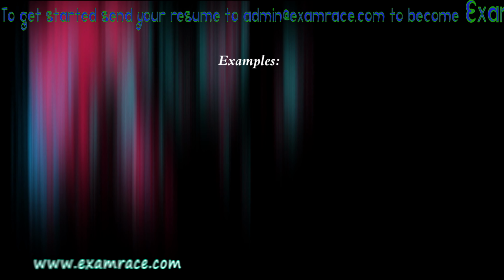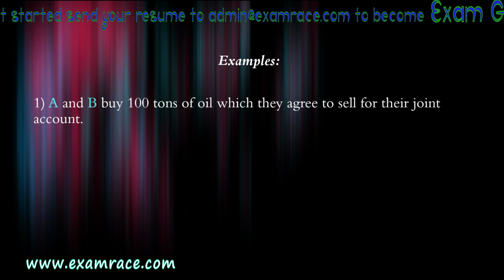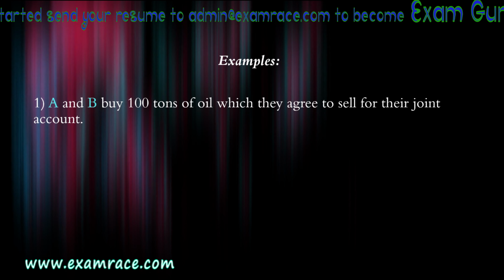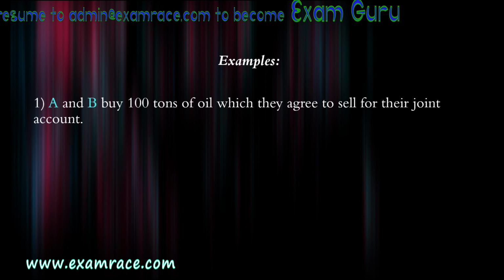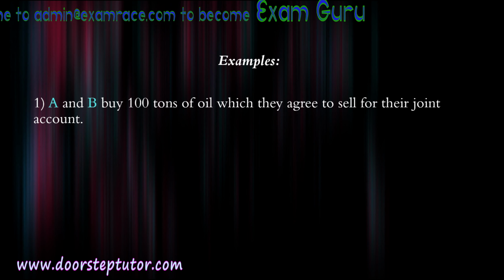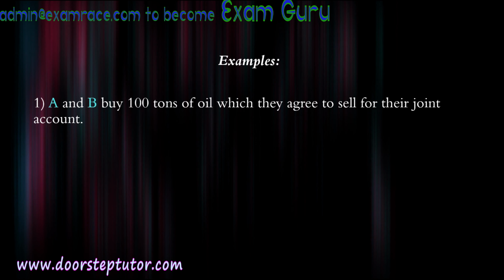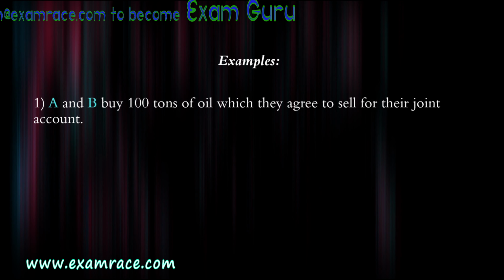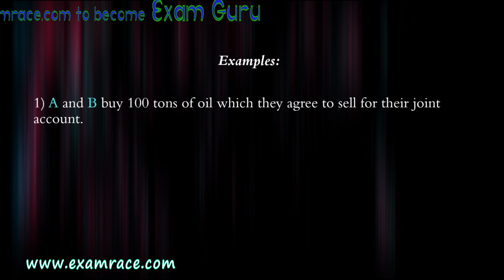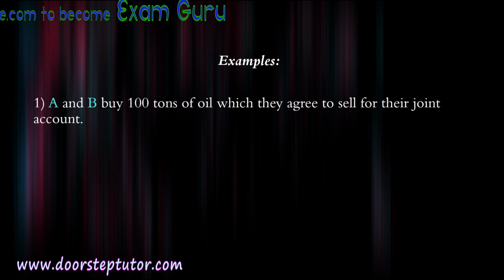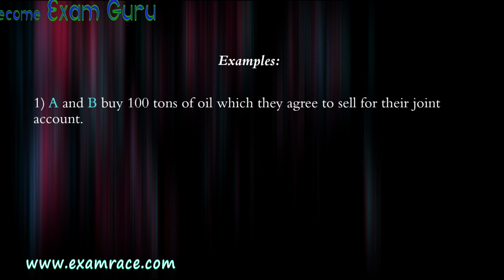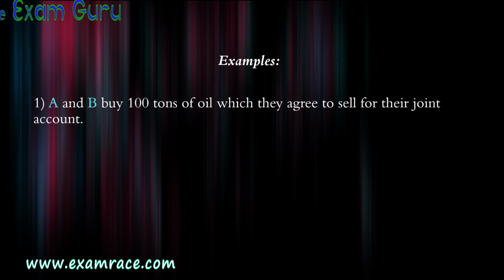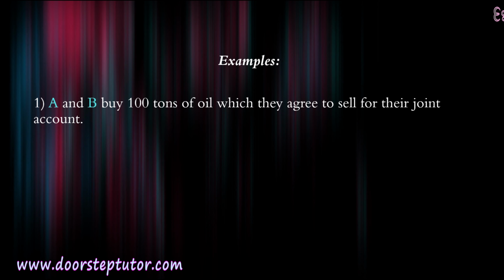Now let us see an example. A and B buy 100 tons of oil which they agree to sell for their joint account. Now, what we have to do is prove whether this particular situation accounts for a partnership or not. There are two persons, A and B. This particular phrase fulfills the criteria for a partnership, but not wholly. We have to take a look into this example in bits and pieces.